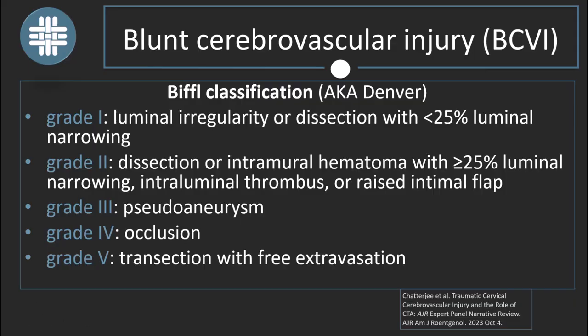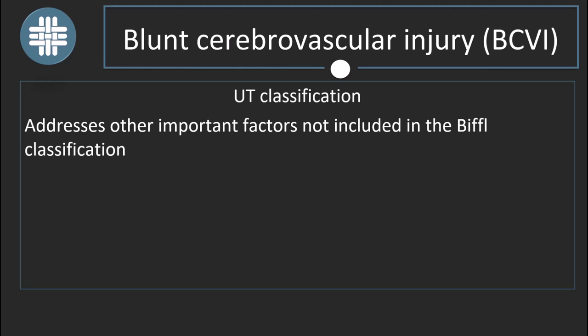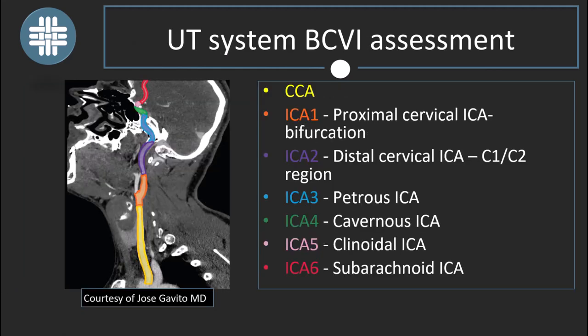CTA is used for the evaluation of cerebrovascular injury, and we use the BCVI classification, also known as Denver, in which the degree of luminal narrowing is identified as less than 25% or more than 25%. We analyze the presence of pseudoaneurysm, occlusion, or transection with free extravasation. The UT group considers that this classification omits some important features in the classification of vascular injury, and they have requested that we analyze a few additional features.